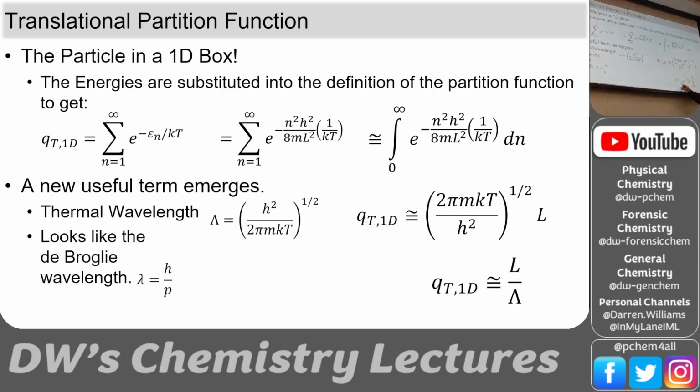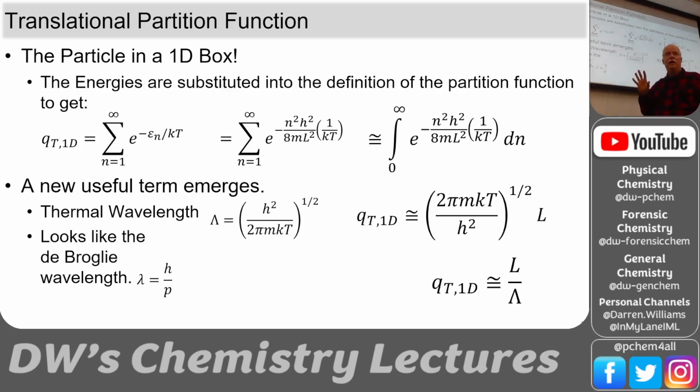This is the simplest equation here. In the partition function, the T stands for translation, not temperature in this case. We're describing which kind of partition function we have. The 1D means we're just doing a particle in a 1D box at this point, and it's the length of the box divided by the thermal wavelength. And the thermal wavelength is given here.